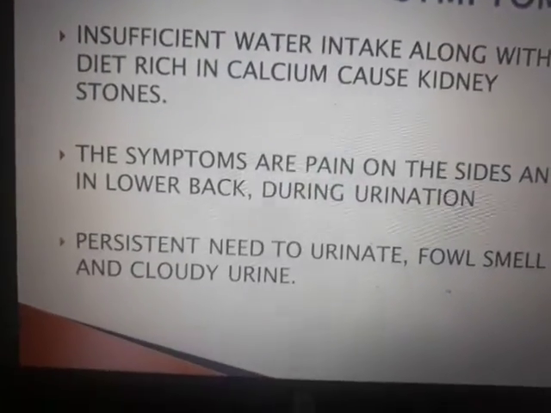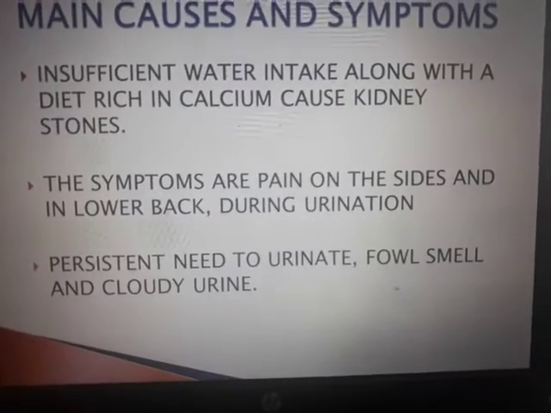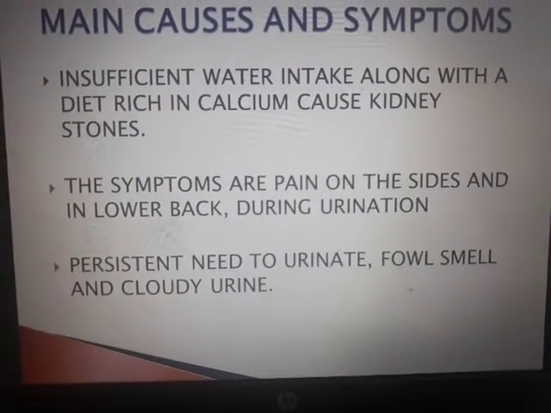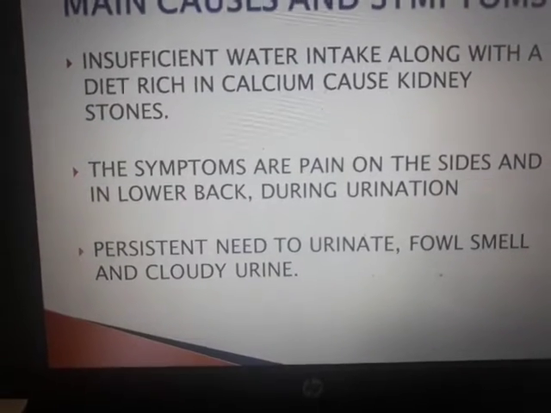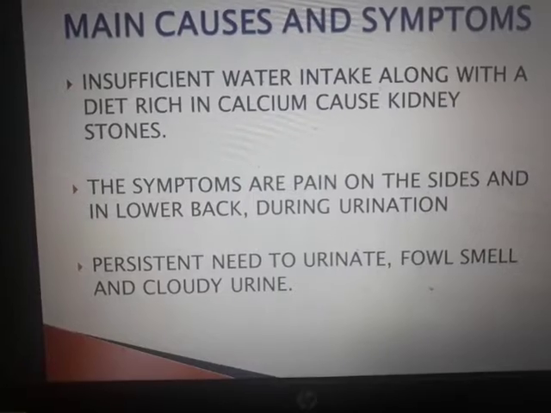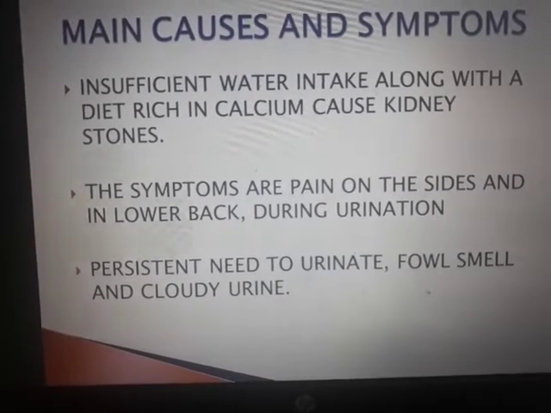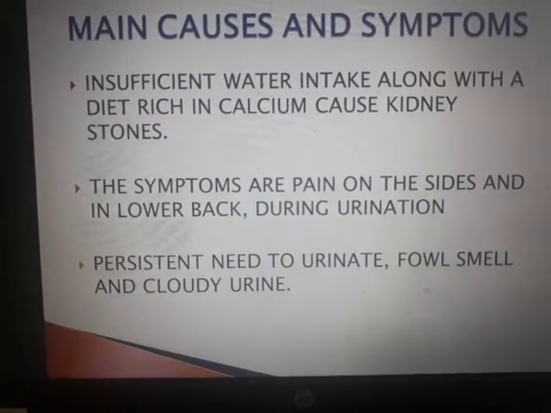Somehow they will start getting deposited there. So once you have a kidney stone, what are the symptoms? You're going to have a lot of pain on the sides of the back, in the lower back, and during urination especially. There is a persistent need to urinate. Even if the bladder is not full, you feel like you need to go.